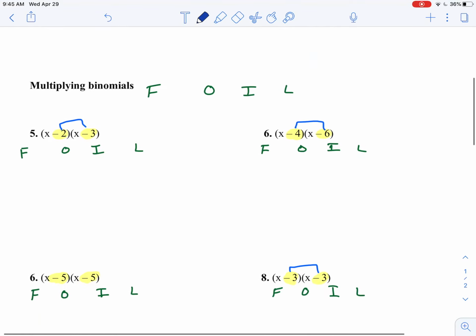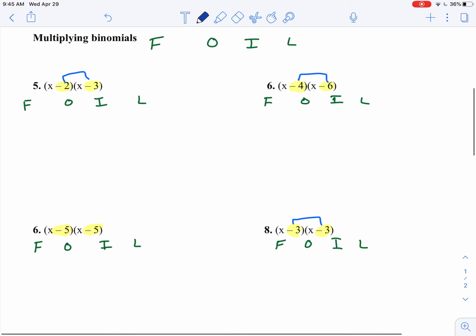Alright, and we're going to FOIL. The reason why I made you do that is because we're going to do foiling with a lot of negatives today. And I highlighted all these negative numbers because I wanted to make sure that we're focusing on keeping the sign with these whole numbers here.